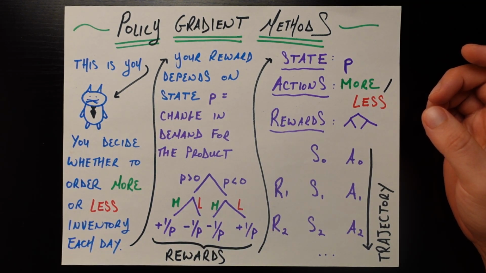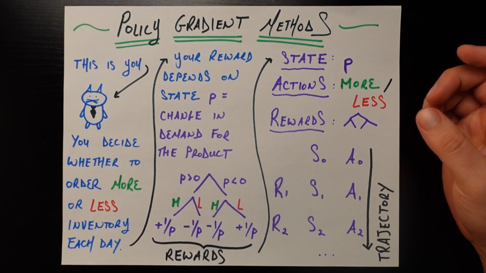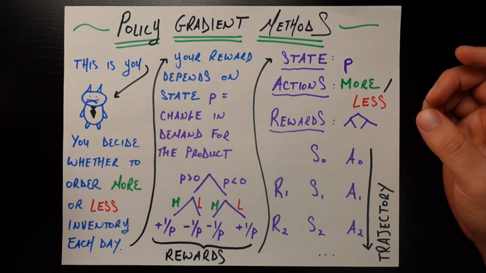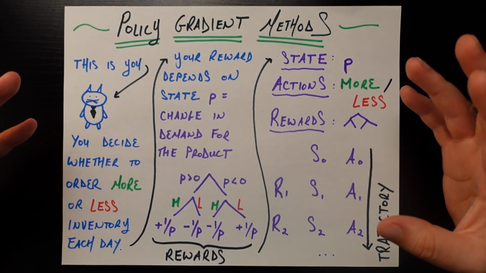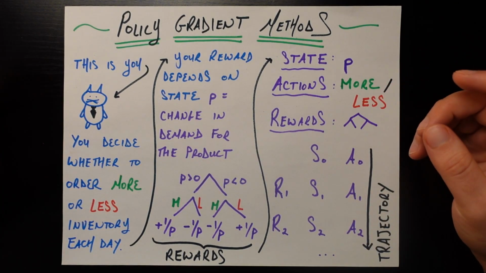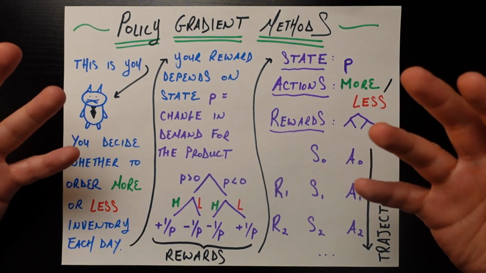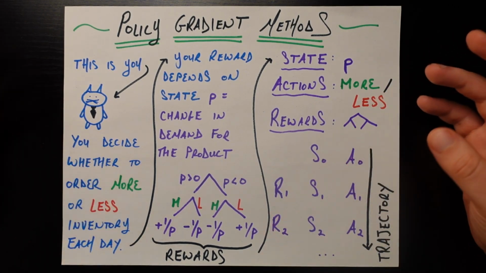And we can enumerate the rewards you get as a function of the state of the world, p, and your actions, which is again ordering more or less, in this very, very simple tree structure right here. So if p is greater than 0, which means that there is more demand for this product than there was the previous day, then you should order more of it because people like this product and you should have more of it on your shelf.